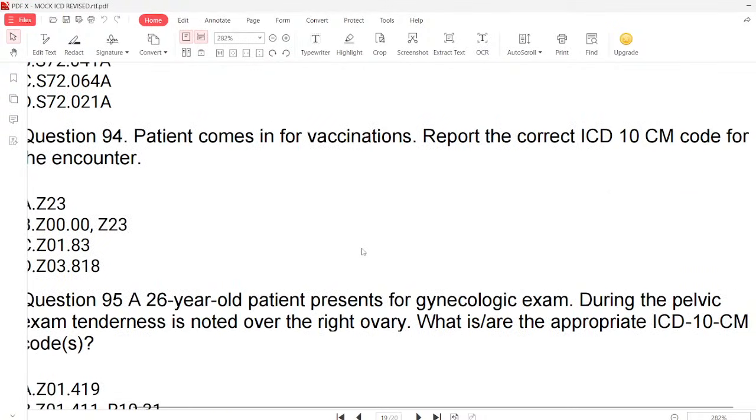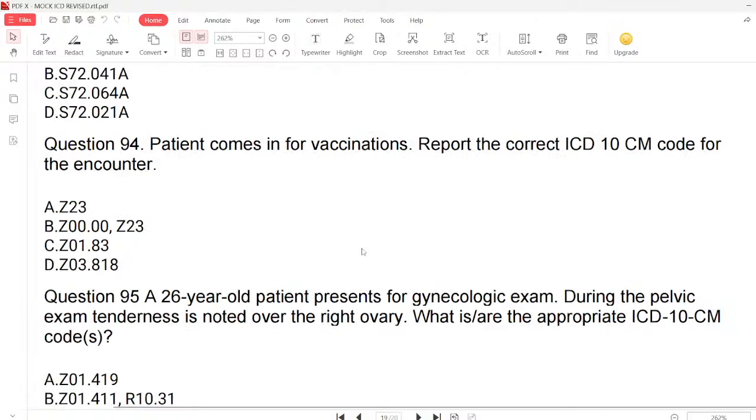Question 94. A patient comes in for vaccinations. Look for the correct ICD-10 code for the encounter. Vaccination code. What will be the answer for the 94th one?